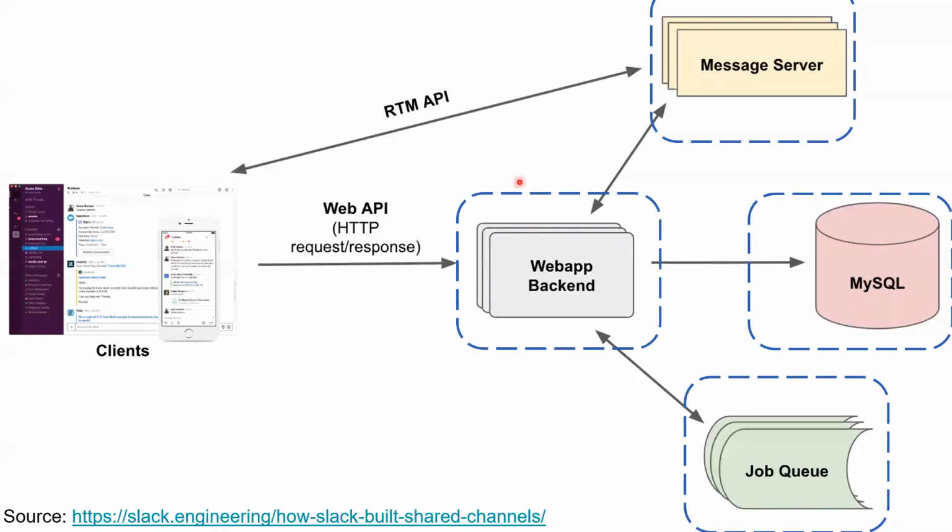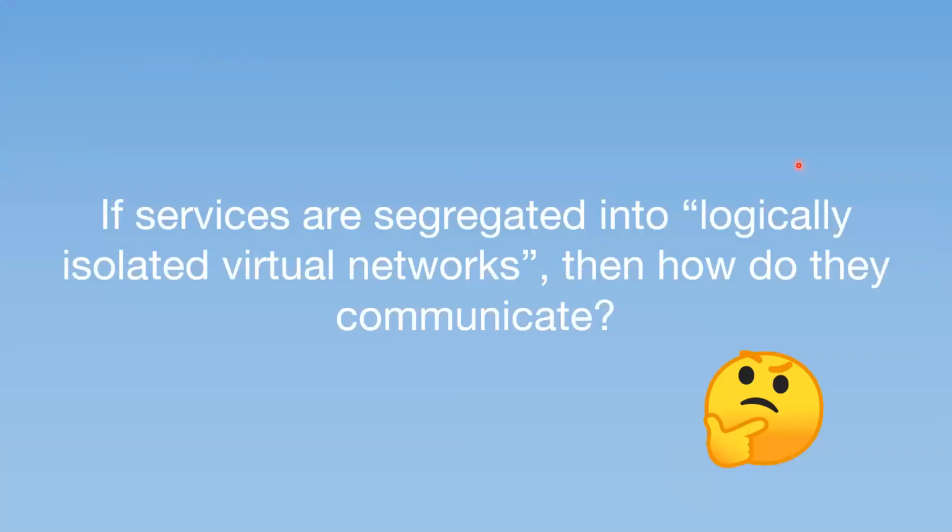So it will look something like this. Each service would be in its own VPC like that. Now, if services are segregated into logically isolated virtual networks, then how do they communicate with each other? In other words, how can you tell AWS that the instances in two different VPCs should be able to communicate with each other? How do you tell AWS that?